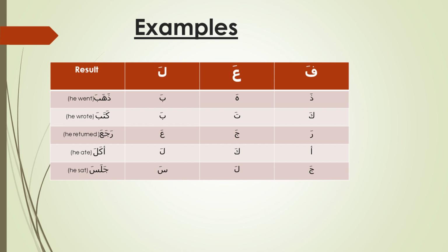And then you have another verb, akala. Akala. 3 verbs on the scale fa'ala. And same, the hamza comes under the fa, the kaf comes under the ayn, and the lam comes under the lam. Akala, he ate. Then we have the last verb that I've written here, jalasa. Jalasa means he sat. Jim is in place of the fa, the lam is in place of the ayn, and the sin is in place of the lam.